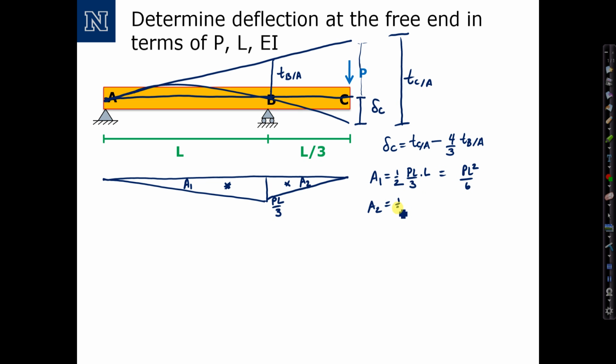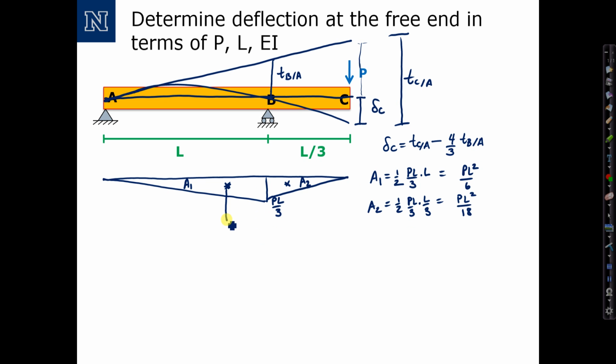A2 is equal to 1/2 for the triangle, PL over 3, times the length, L over 3, which reduces to PL squared over 18. Okay, to evaluate T at C with respect to A, we also need our centroidal distances.